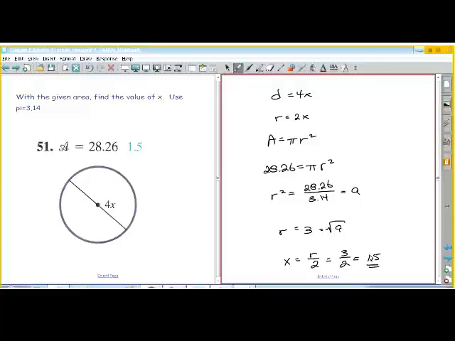So it's just a matter of using the definition of the area with the given value, creating an equation, and solving for r, which then allows you to solve for x. Or we could have put it in terms of x, I guess. That's probably what they were looking for.